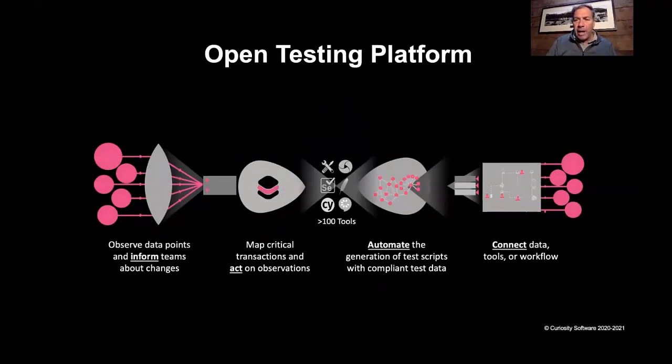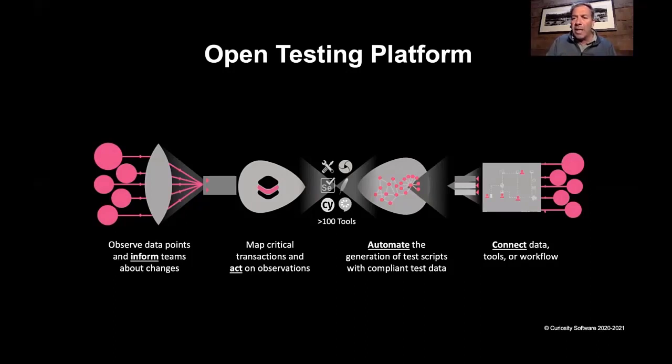So if you look at an open testing platform, it's a connectivity environment, right? It takes information from the observed data points from around our dev test infrastructure, and it allows us to inform teams with the right information at the right time. It then allows us to map against those critical transactions that are really driving our business. So it ties those observations to the impact on business. It can then draw in things like test data, marry it together, and auto-generate scripts.